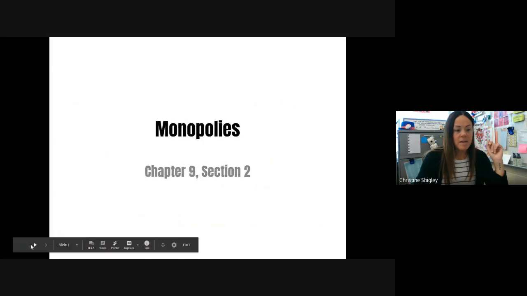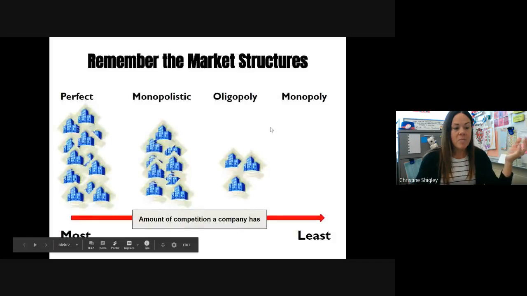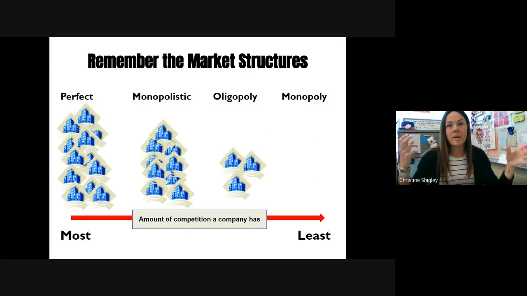Hi, everybody. Okay, so today we're talking about our last market structure type, which is monopolies. If you remember, we've talked all about our market structures so far. Remember, market structure is just how much competition companies face within a certain industry, right? So we can have all the market structures in our economic system, which we do.